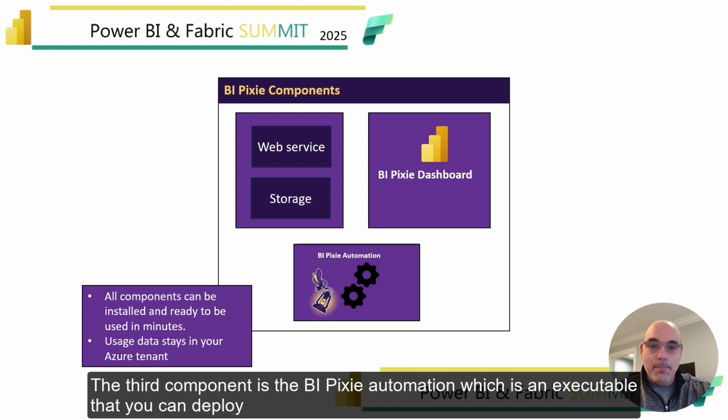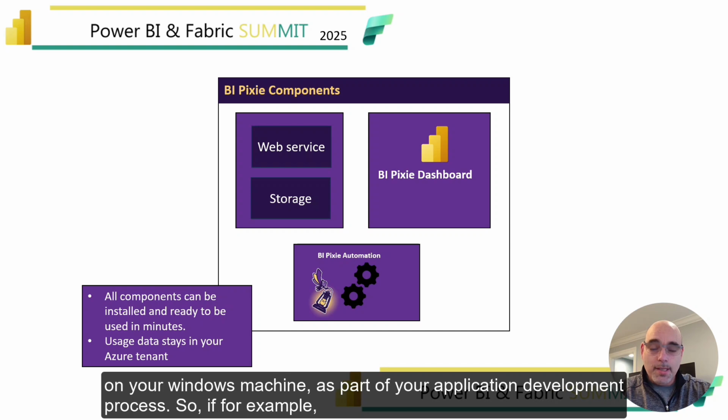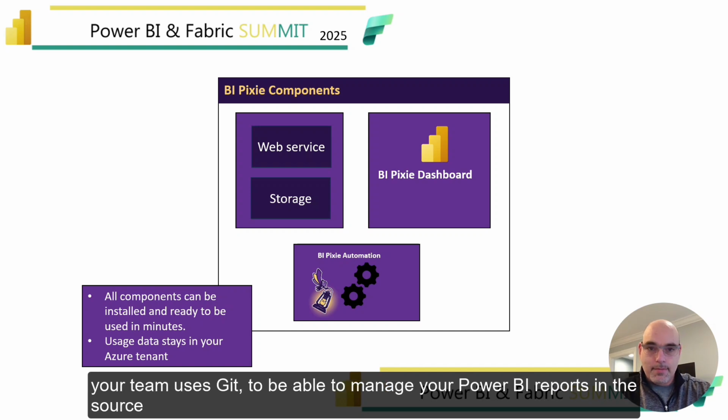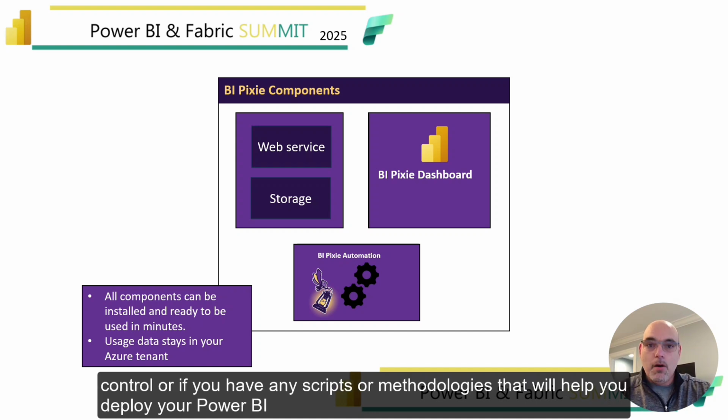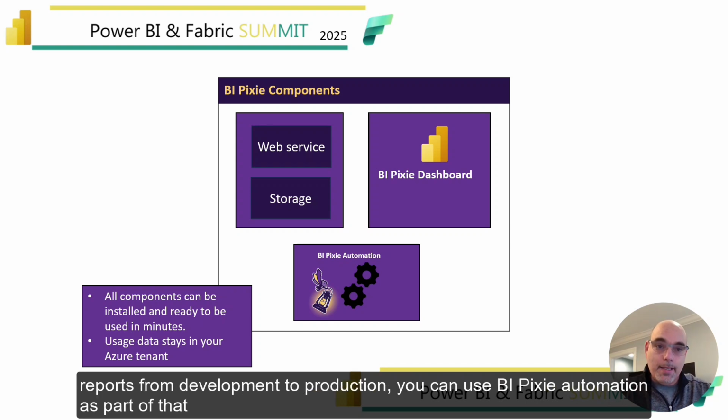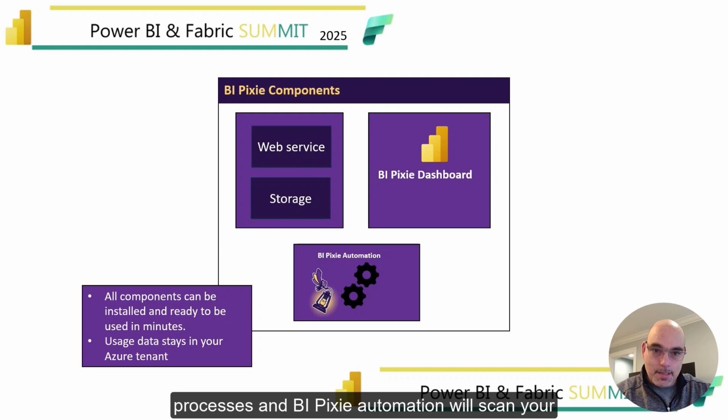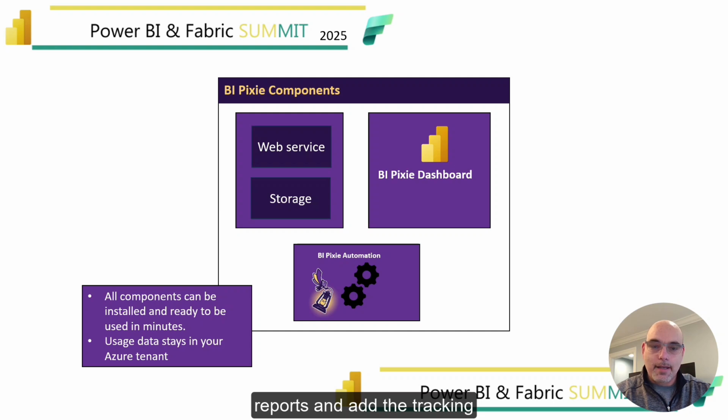The third component is BI Pixie Automation, which is an executable that you can deploy on a Windows machine as part of your application development process. So if, for example, your team uses Git to manage your Power BI reports in the source control, or if you have any scripts or methodologies that will help you deploy your Power BI reports from development to production, you can use BI Pixie Automation as part of that process, and BI Pixie Automation will scan your reports and add the tracking information. Let's explain it a bit in more detail.